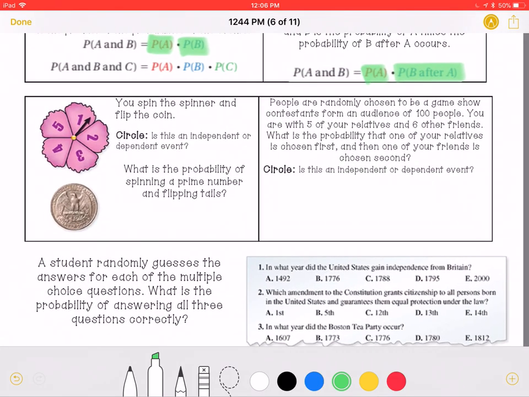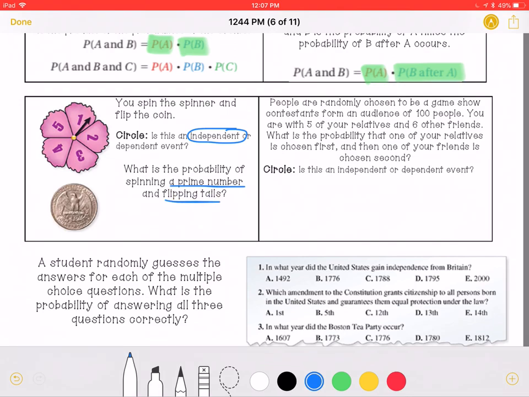First one, you spin the spinner and flip the coin. So if I spin the spinner and flip a coin, you're thinking, are these independent events or do they depend on each other's results? So if I spin that spinner, is that going to affect whether my coin lands on heads or tails? No. So these are independent events. It doesn't matter what I get on the spinner. It's not going to change whether or not my coin can land on heads or tails. So now I want to know, what's the probability of spinning a prime number and flipping tails?